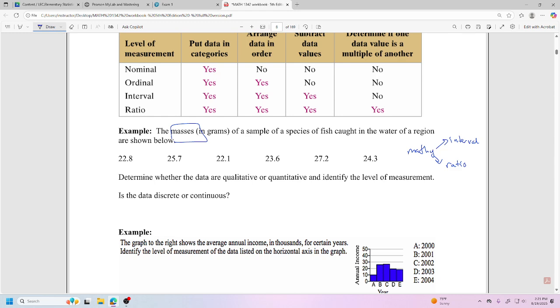Ratio for sure. Exactly. Because it's the weight of how much fish. So if you have a fish that's 22, or a fish that's 10, a fish that's 2, and then a fish that's 0. Can you have a fish that's 0? Not a fish. It's a ratio. Qualitative or quantitative? Which one makes sense in this case? Quantitative, mathy. Yep. These numbers, would you say that they're whole numbers or they're decimals? Yeah, they're decimals.